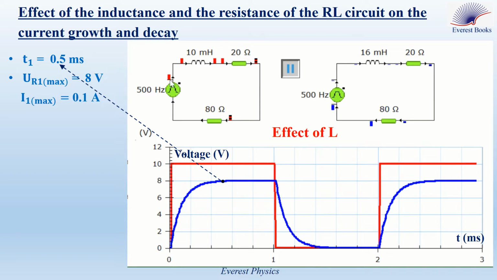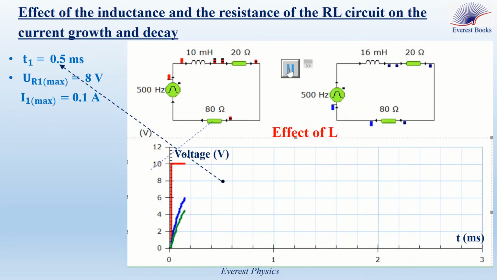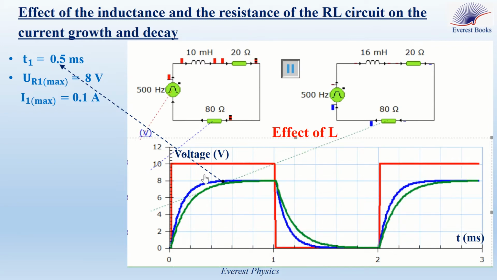This circuit is identical to the first circuit, except for the inductance of the coil. In this circuit, L is equal to 16 millihenry, greater than that in the first circuit. I will repeat the simulation, but now the graph will show the voltage across R in the two circuits simultaneously. The blue curve represents UR in the first circuit where L is equal to 10 millihenry, and the green curve represents UR in the second circuit where L is equal to 16 millihenry.